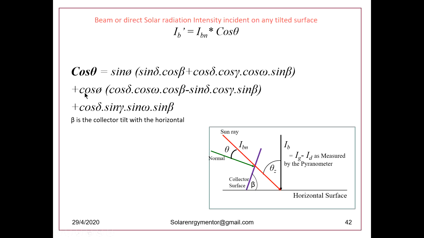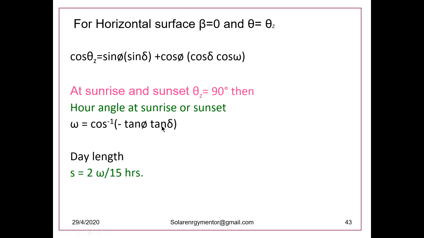Cos phi plus cos phi into bracket cos del, cos omega, cos beta minus sin del, cos gamma, sin beta, bracket complete, plus cos del, sin gamma plus sin omega into sin beta. So beta is the collector tilt with horizontal. We have already seen this. So this is a very important expression for calculation of incident angle.